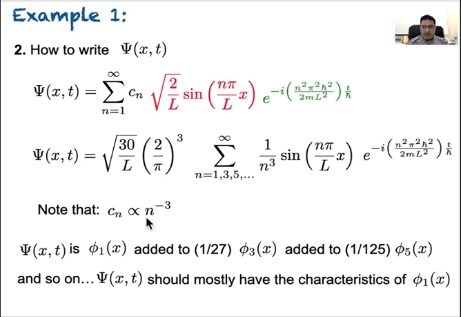It means that in psi of x,t, the composition of phi 1 is dominant, then phi 3 is added with a weight of 1 over 27, phi 5 is added with 1 over 125, and so on. So psi of x,t is mostly characterized by phi 1 of x, because this has the maximum contribution, and the contribution reduces drastically as n increases.